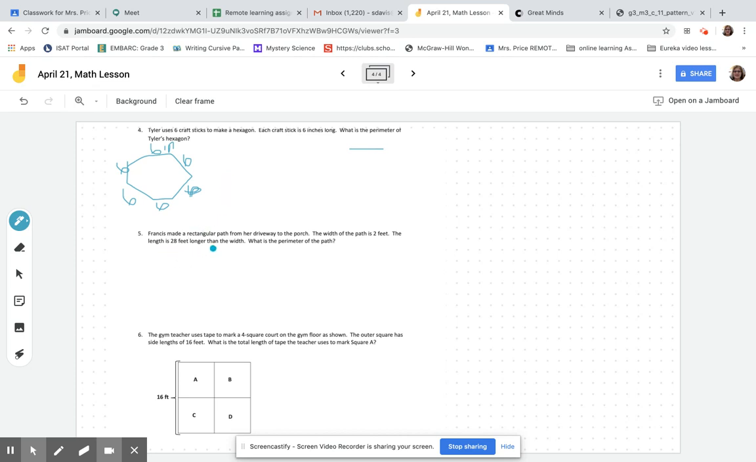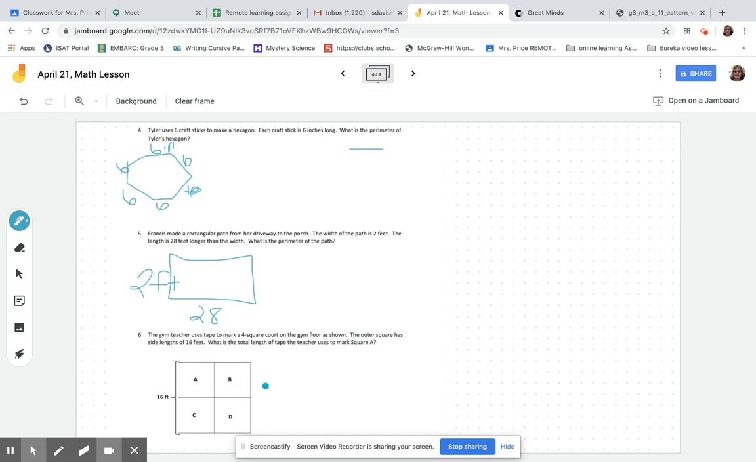The next one, Francis made a rectangle, and a rectangle has 4 sides. It's going to be 2 feet by 28 feet. So they've given you the length of 2 sides, right? 2 feet by 28 feet. It's only giving you 2 sides. You've got to label the other 2 sides.